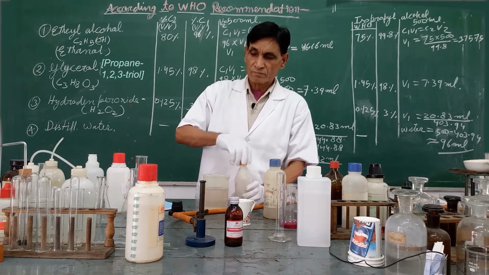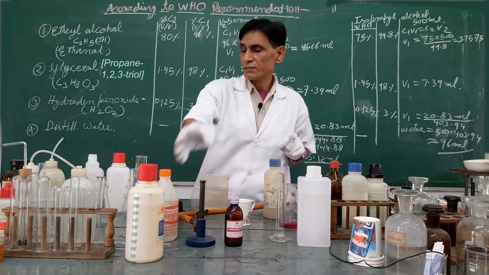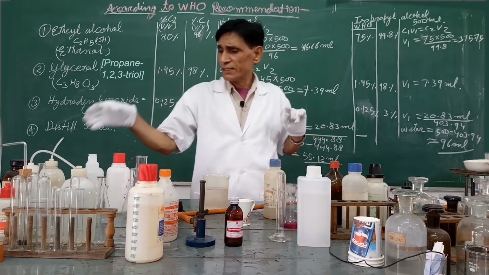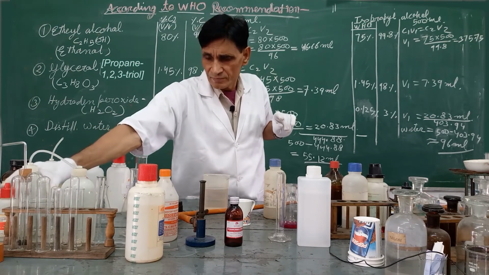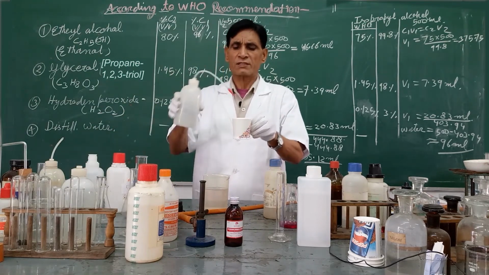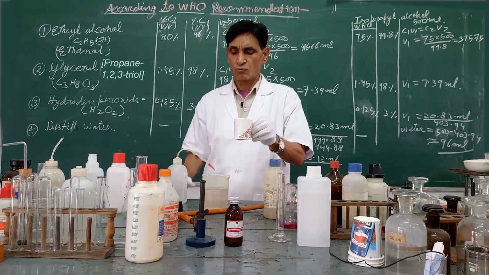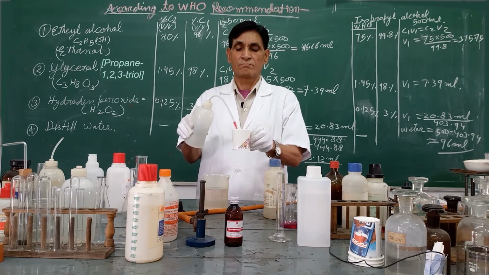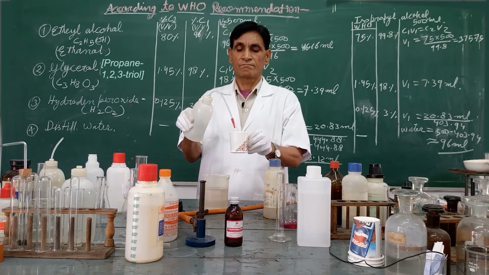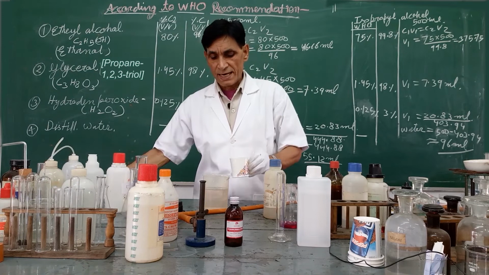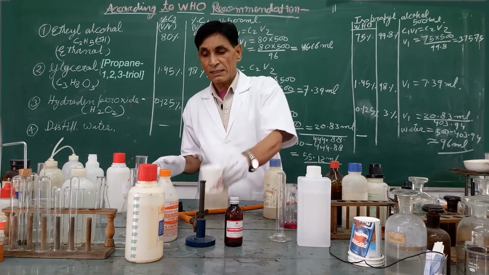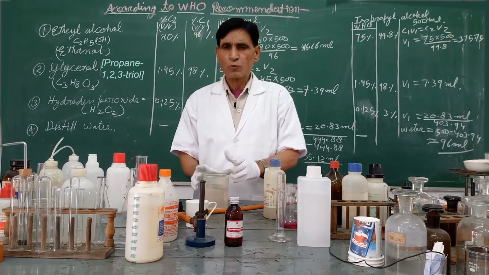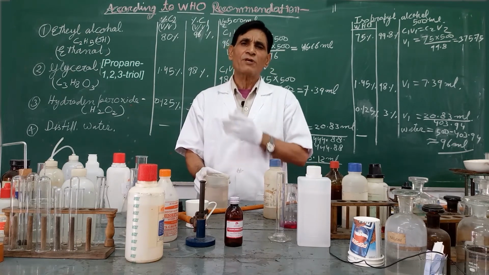Now add distilled water: 500 minus 400 comes to about 96 milliliter of distilled water that I am adding. In this case, you will add 1 cup of water. After adding the water, you shake it. And this is isopropyl alcohol, surgical spirit; you can get it from a medical store also.